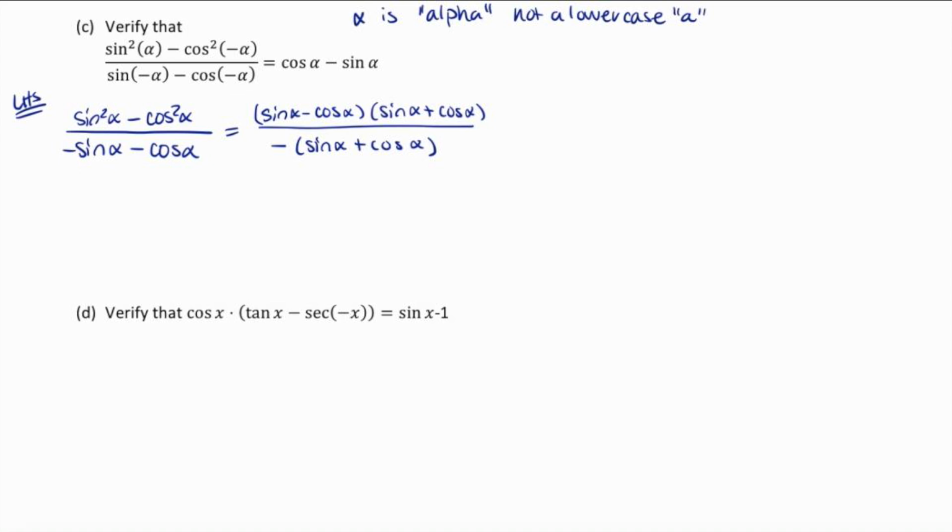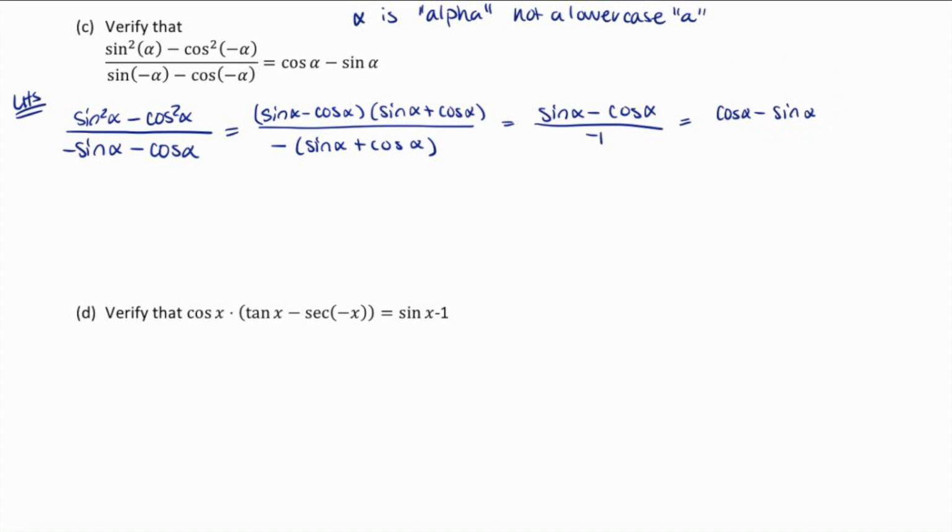So let's keep going. We have something that matches here and here. So those go away since anything divided by itself is just 1. And we end up with sine of alpha minus cosine of alpha divided by negative 1, or cosine of alpha minus sine of alpha. And here we are done since our left-hand side was manipulated into our right-hand side.